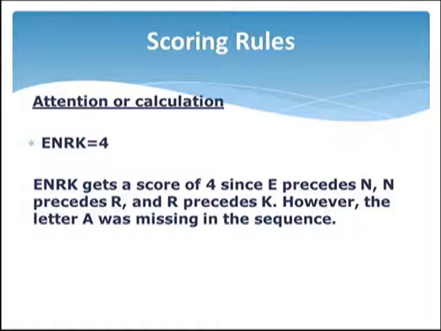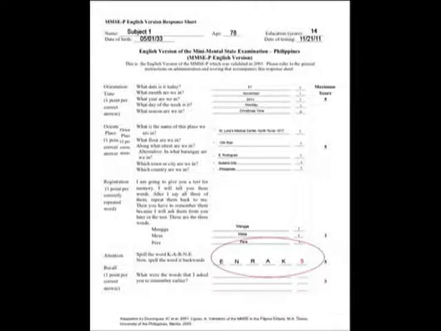ENRK is equal to 4 points. ENRK gets a score of 4 since E precedes N precedes R, and R precedes K. However, the letter A is missing in the sequence. Our subject was able to give the correct sequence with regards to carne spelled backwards. That is ENRAK. Thus, 5 points are given.